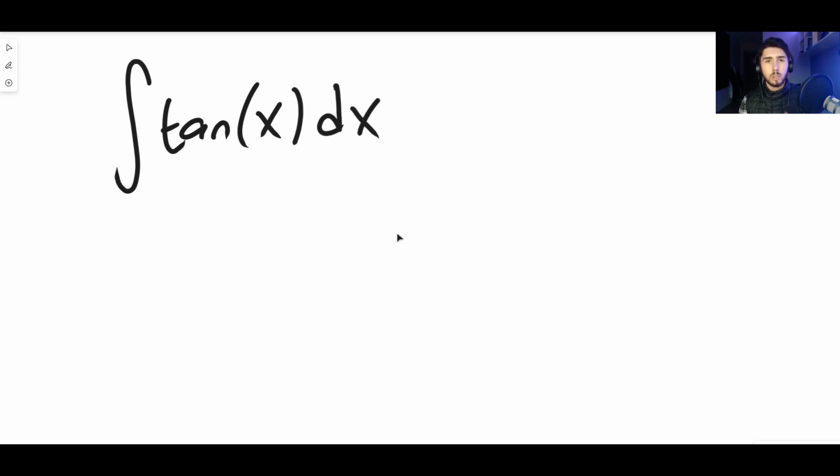We need to use the reverse chain rule in order to do this. So I'll also leave the reverse chain rule link in the description below. We need to understand the reverse chain rule.